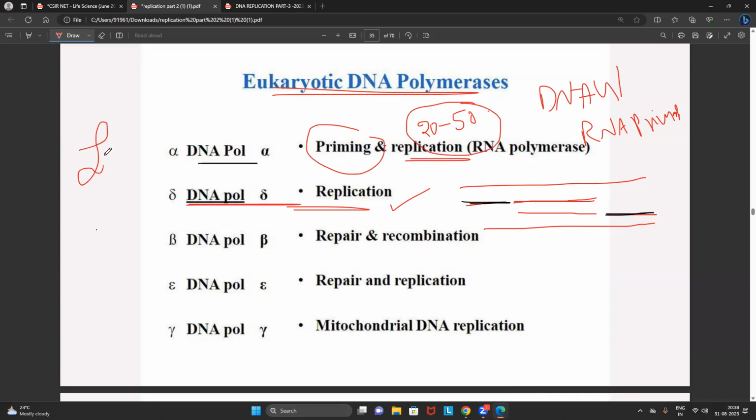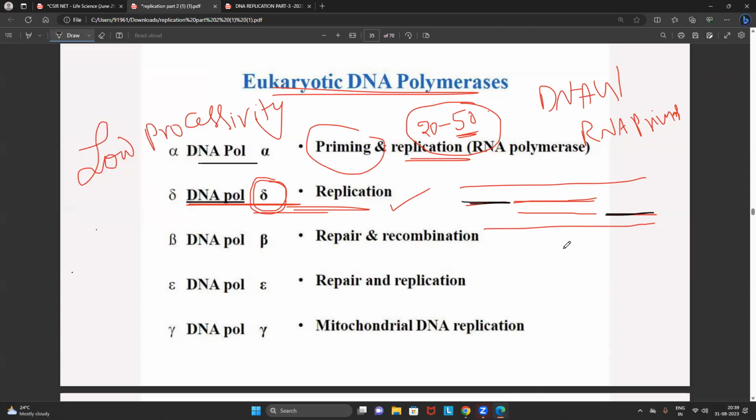The reason is very clear. Because of its low processivity, it can't add more. So that is the reason after addition of the 15 nucleotides, the polymerase alpha is replaced by the delta. And friends, the point is very clear. The polymerase delta will continue till the end because it has the highest processivity. I strongly believe every one of you remembers this.